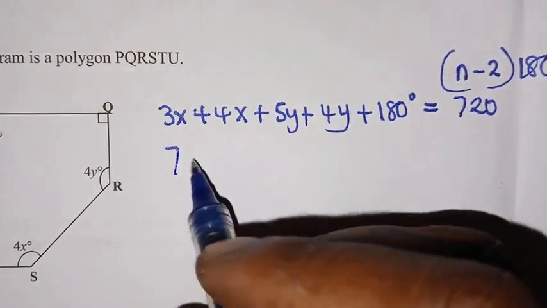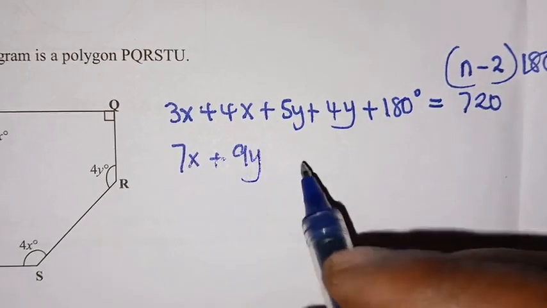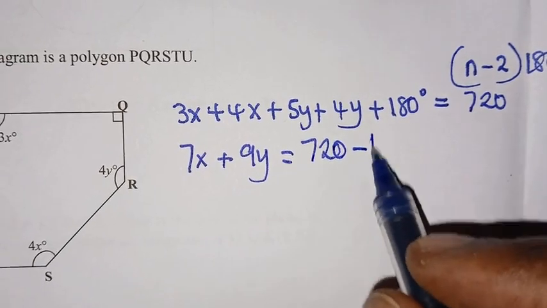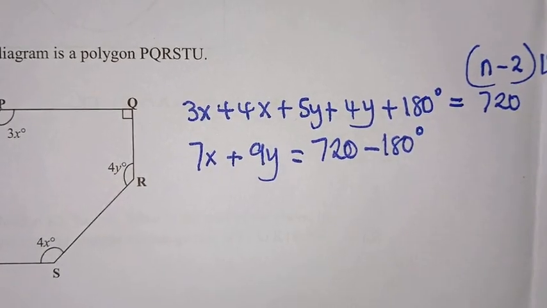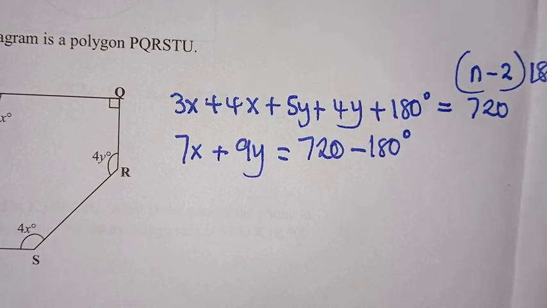You have 7x plus 9y is equals to 720 minus 180 degrees. Okay, you know this grade 9, you do it without calculators, right? So what is the final answer here?